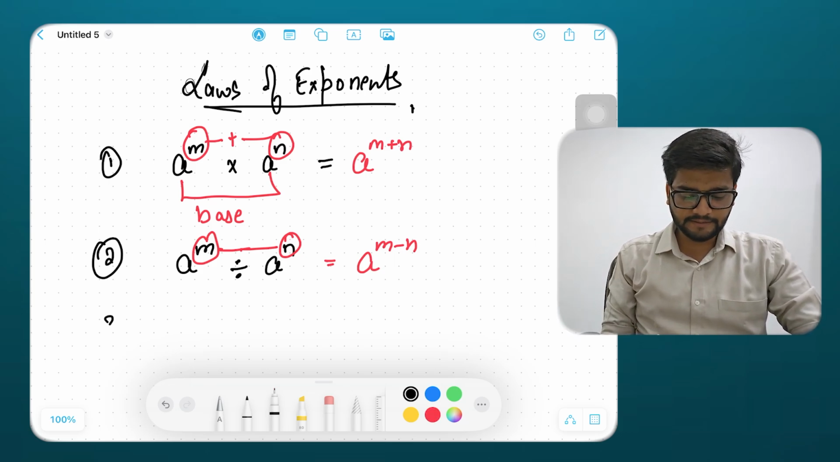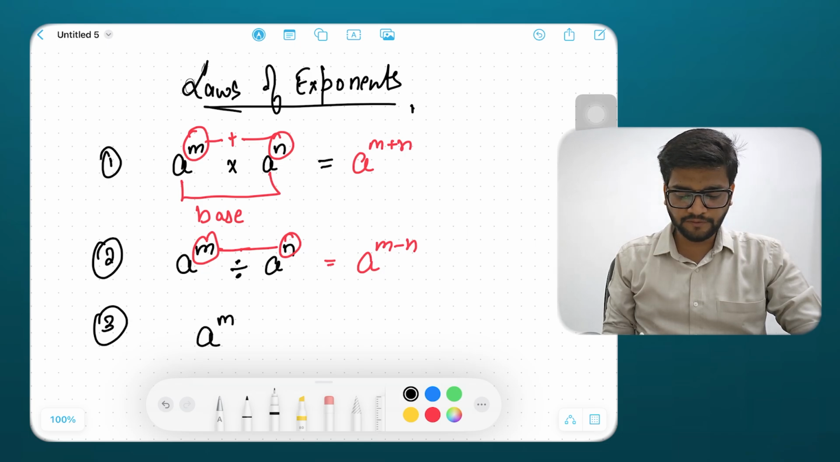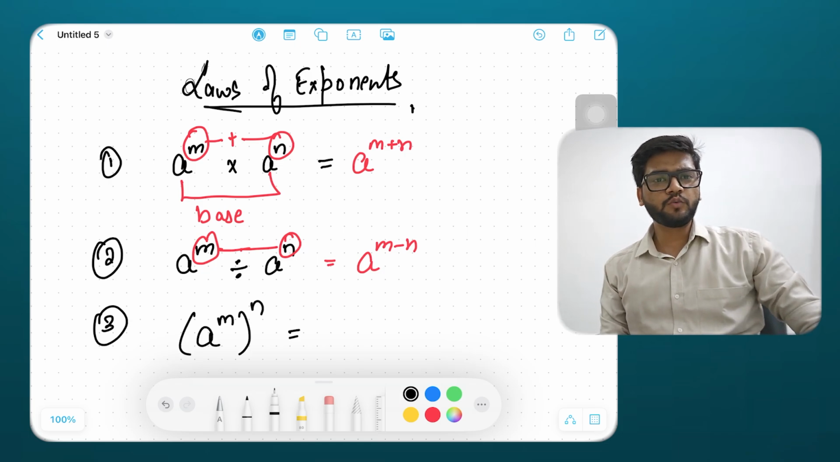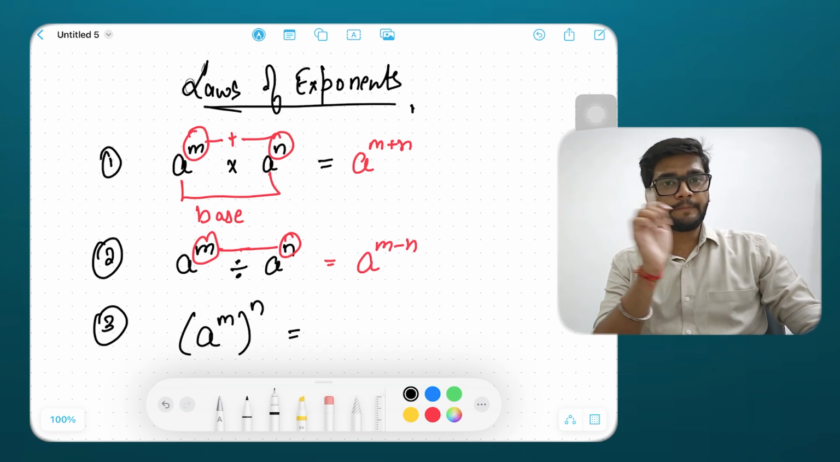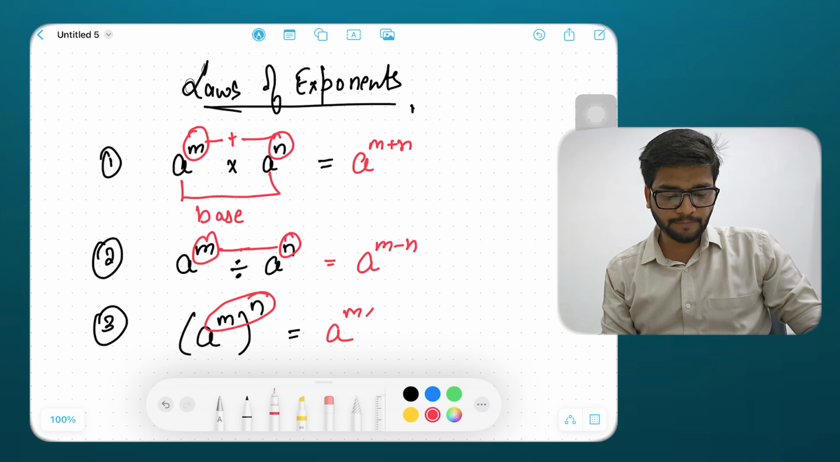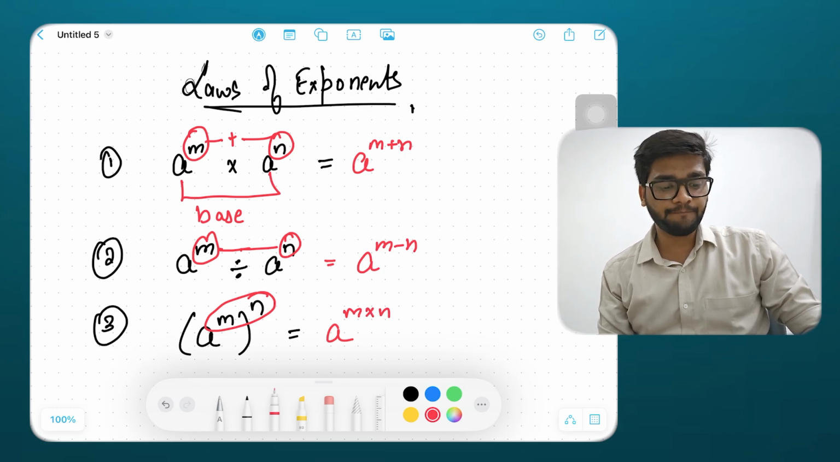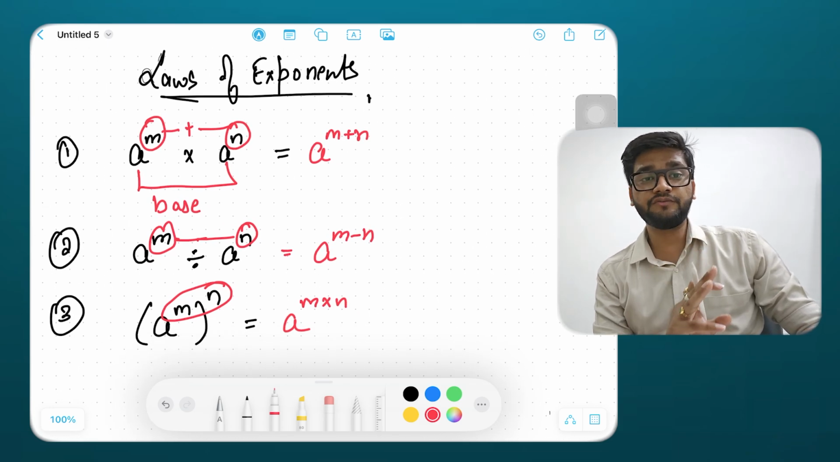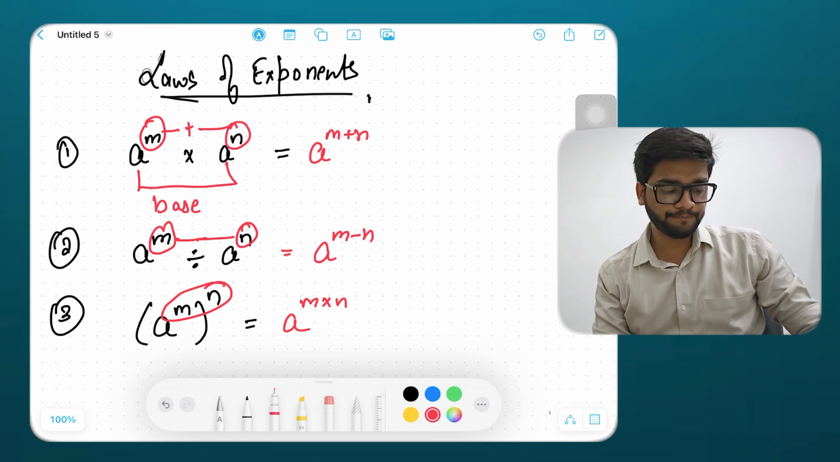The next thing is, suppose we have a raised to the power of m, and the whole thing raised to the power of n. We are going to multiply the powers. So it will become a raised to the power of m times n. I hope the first three formulas are very clear to you.